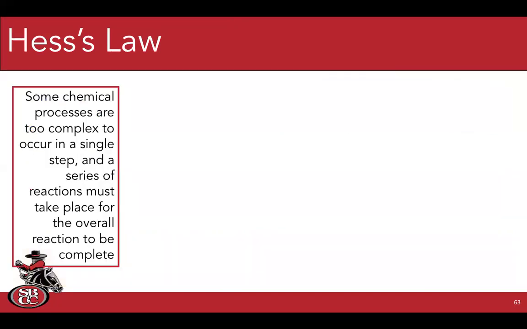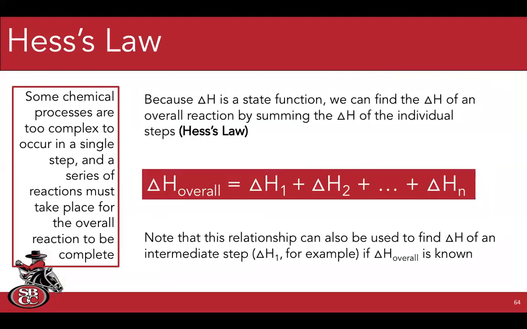Some chemical processes are too complex to occur in a single step or series of reactions, and so we can use something called Hess's law. Hess's law says that because delta H is a state function, if you know the steps of what it takes to get to that reaction, whether they are actual steps of the reaction or just theoretical steps that mathematically work, if you add up all those enthalpies, you'll get the enthalpy of the overall reaction. You can also use Hess's law if you don't know delta H1, but you know delta H of the overall reaction and you know all but one step enthalpy. You can, of course, reverse calculate for that delta H1.